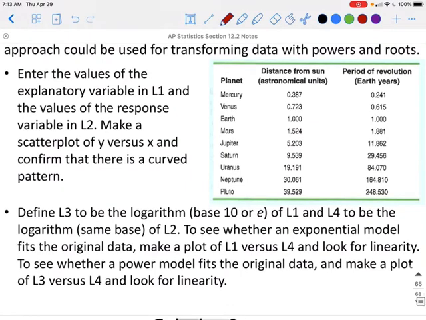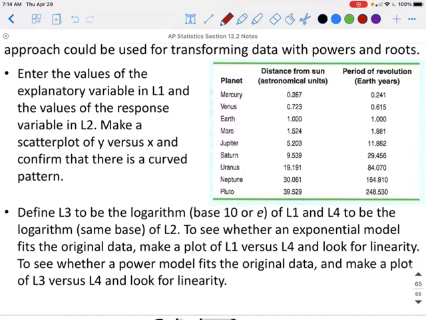So we're going to enter the values of the explanatory variable, which is the distance, into list 1, and the response variable, or the period of revolution, in list 2. You're going to make a scatterplot of y versus x and confirm that we do have a curved pattern. Remember, you need to hit second y equals, turn your stat plot on, and make sure it's a scatter plot. I would go to your y equals, make sure that's cleared out, and then hit zoom and select option number 9, which is zoom stat, and it will change your window so it will fit your data.